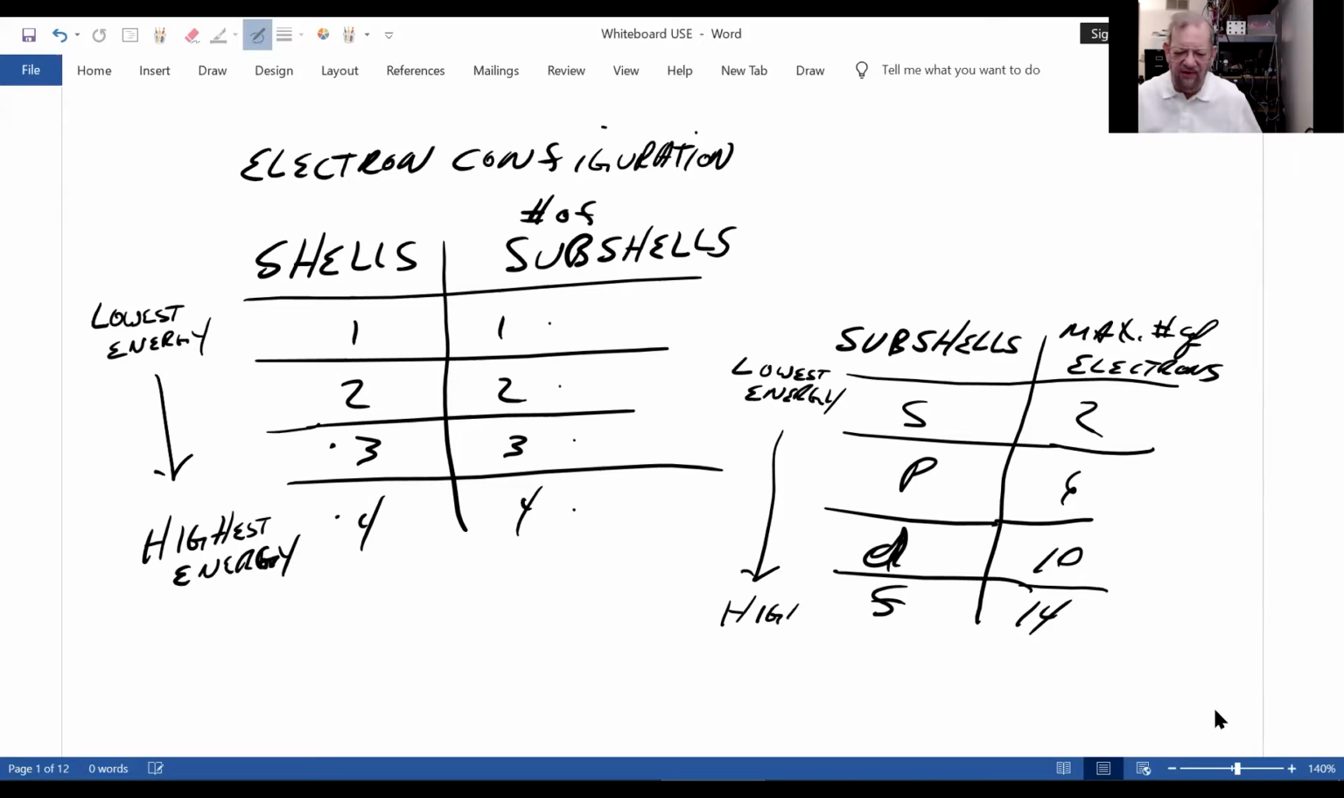The subshells are s, p, d, and f. In s, you can put a maximum of 2 electrons, in p, 6, in d, 10, in f, 14.